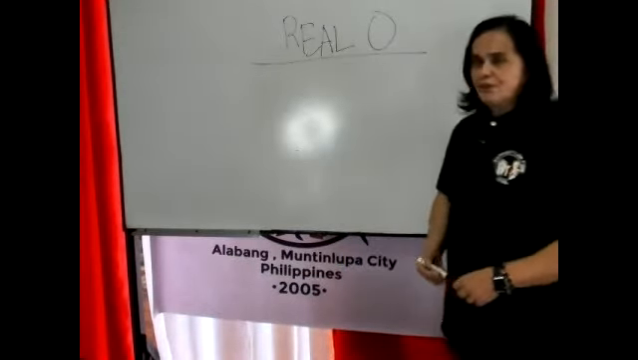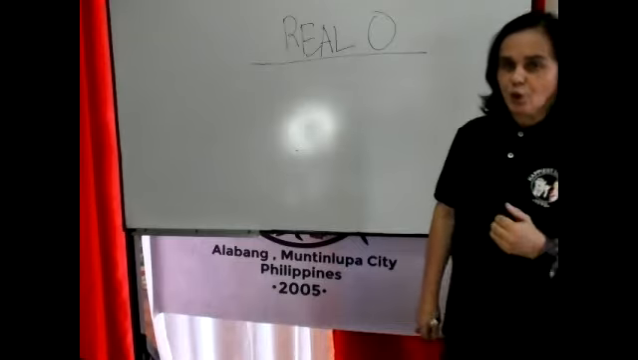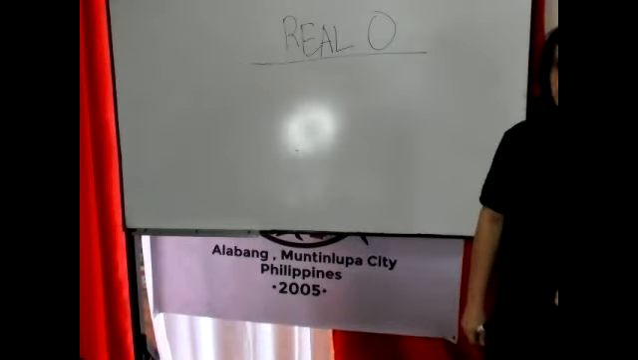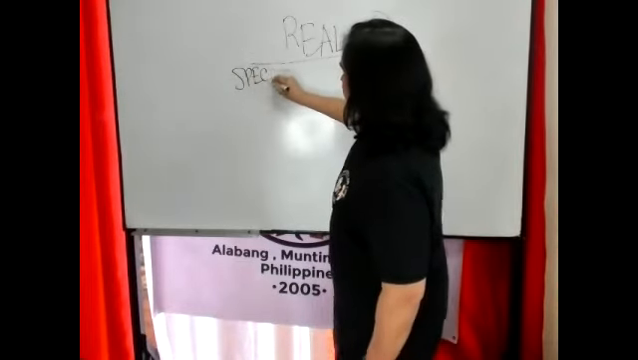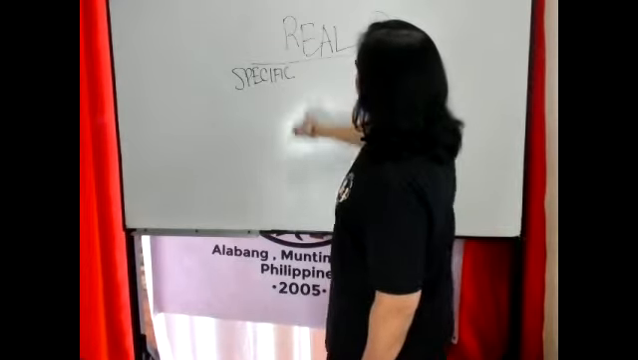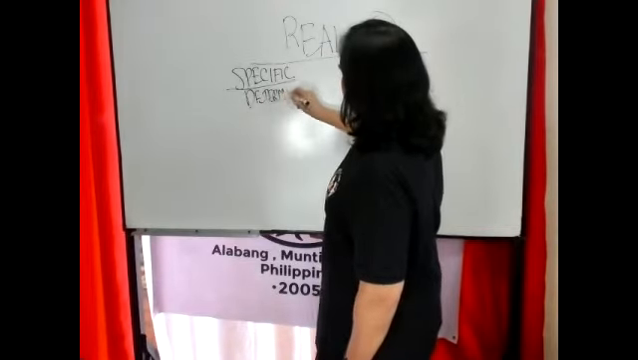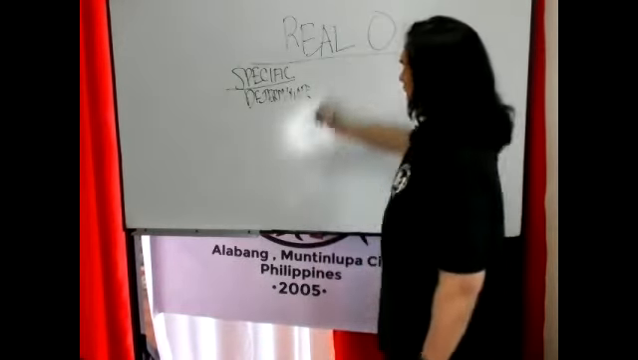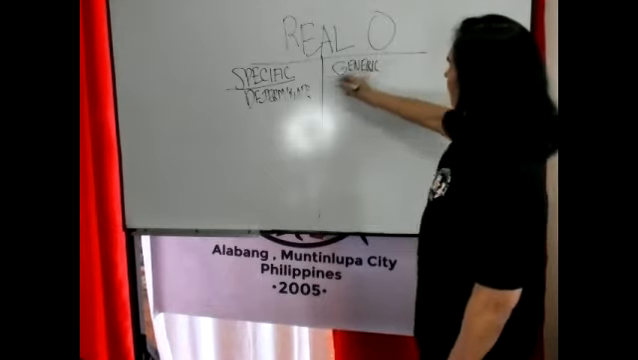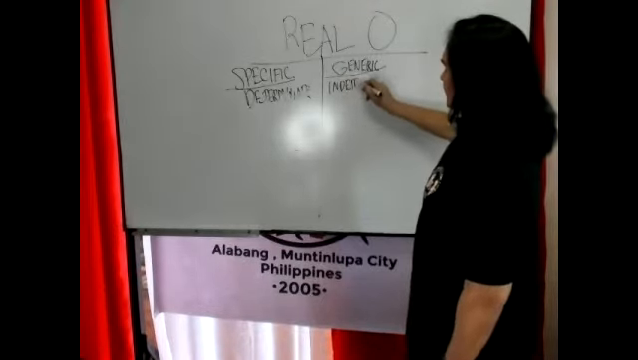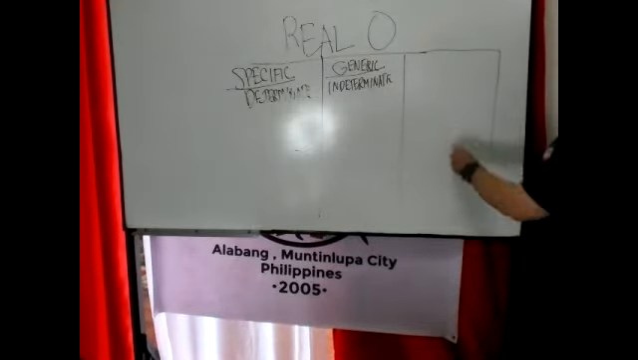Okay, so what are the three different types of things that could be the object of the prestation of an obligation to give? All right, so the first one is what we refer to as the specific object, or sometimes it's referred to as the determinate object. Now, the other is what you call the generic, or what we call the indeterminate object.